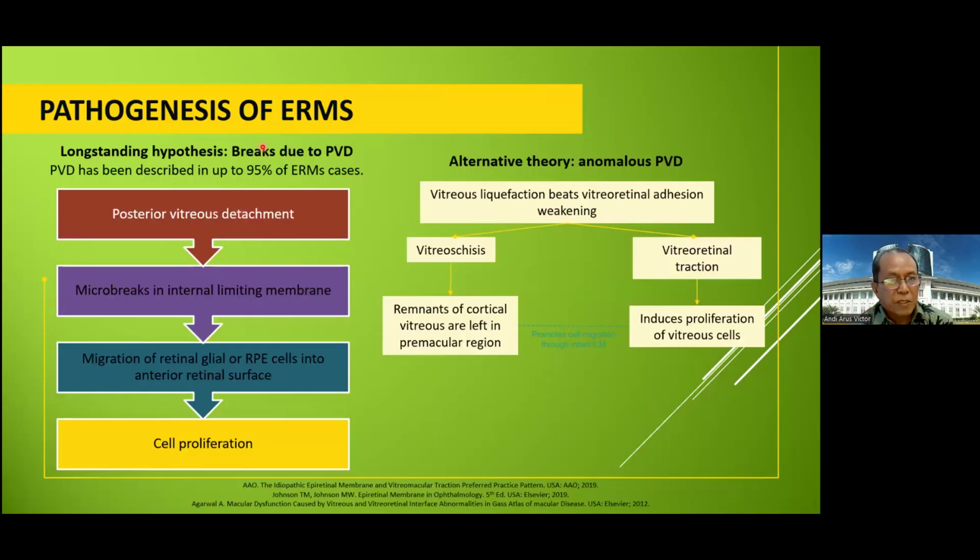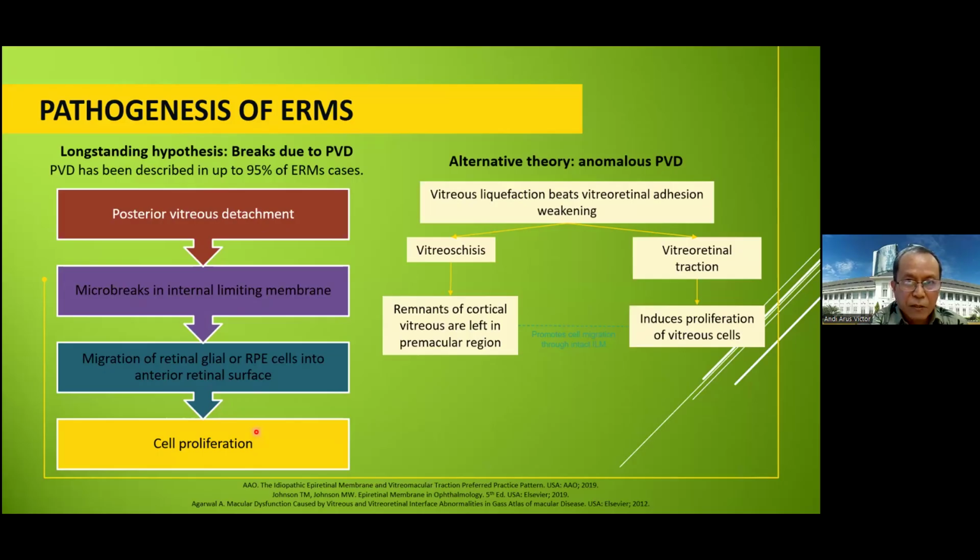The pathogenesis of epiretinal membrane, as we know, is that basically there is posterior vitreous detachment with microbreaks in the internal limiting membrane, migration of retinal glial cells or Muller cells onto the anterior retinal surface, and accumulation for cell proliferation.